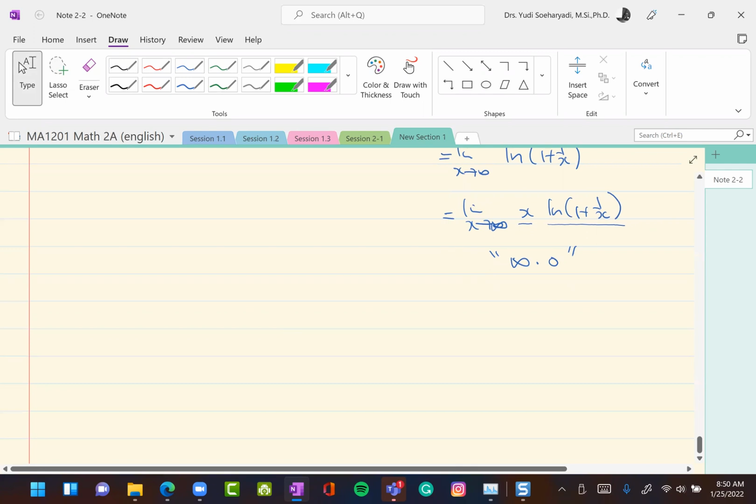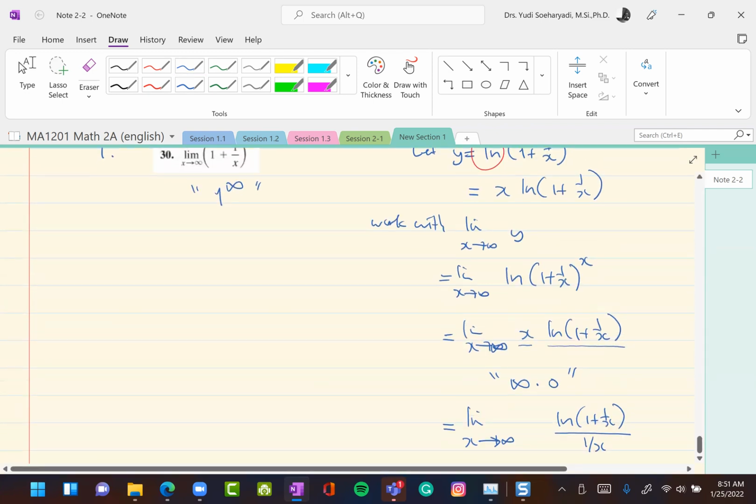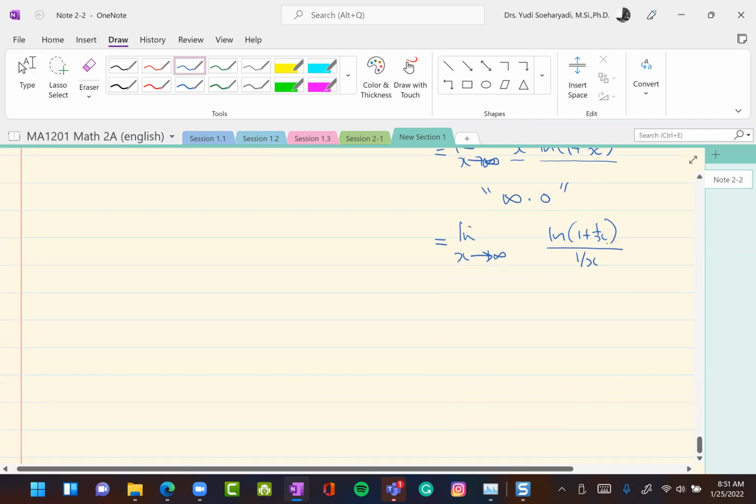Okay, so we attempt to write this down as a ratio. So as a ratio, this gives you, keep the ln, but write x as 1 over 1 over x. Then let's try to find this form. x is going to infinity, so 1 over x is 0, small. And this is ln going to ln of 1, that's 0 also. All right, so that's something that we can apply L'Hopital to.